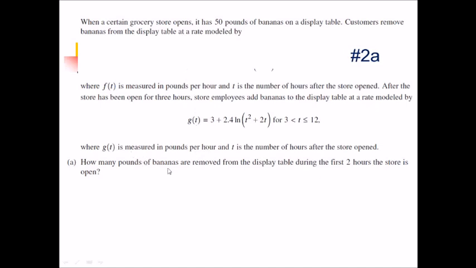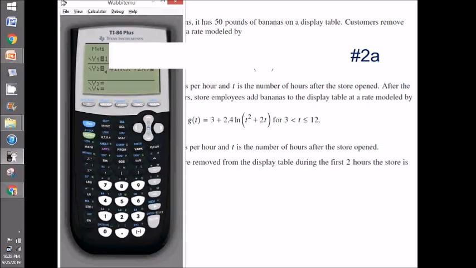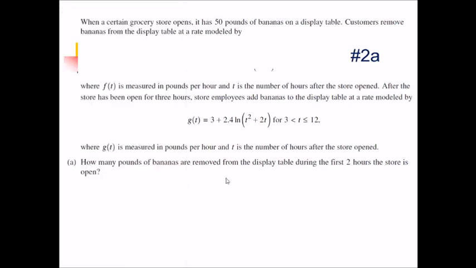All right, we want to know how many pounds of bananas are removed from the display table during the first 2 hours the store is open. So we're asking for the total accumulated out over the first 2 hours. To help with this, I'm going to put both of these functions in my calculator. So here I am in my y equals. I've entered f of t, the rate out, as my y1, and y2 is going to be g of t, my rate in. Okay, so I wanted to figure out during the first 2 hours how many bananas got removed. So that's going to be the integral from 0 to 2 of the f function up here, so f of t dt.